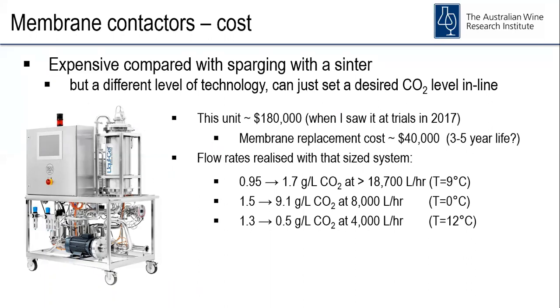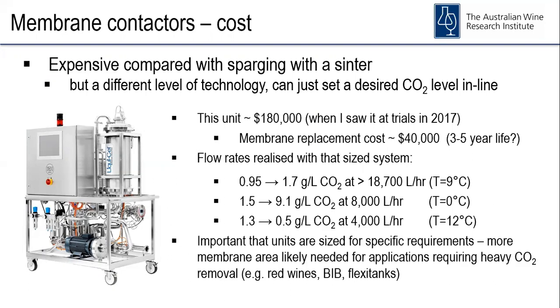And then there was another instance where we were able to go from 1.5 grams per liter up to 9 grams per liter, and we were able to do that at 8,000 liters per hour. Then reducing carbon dioxide levels, we were able to go from 1.3 to 0.5 grams per liter at 4,000 liters per hour. So the speed that you can go at is going to depend on what your specific application is, and the temperature that you're performing it at.